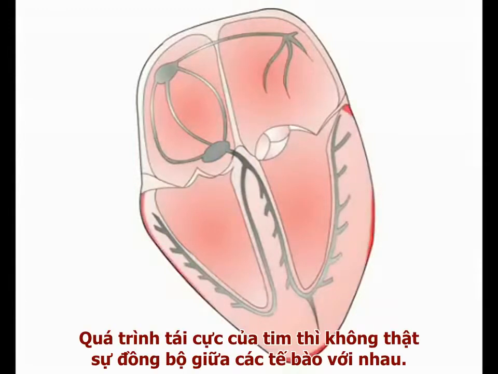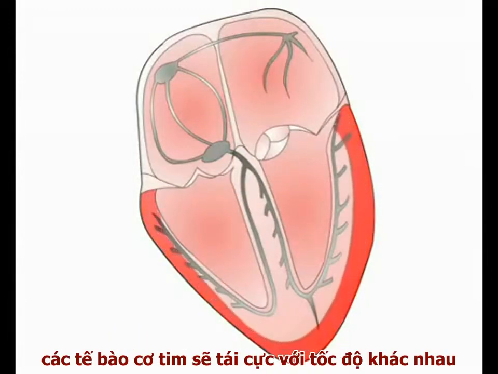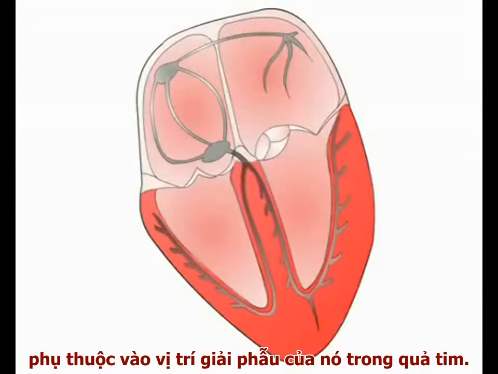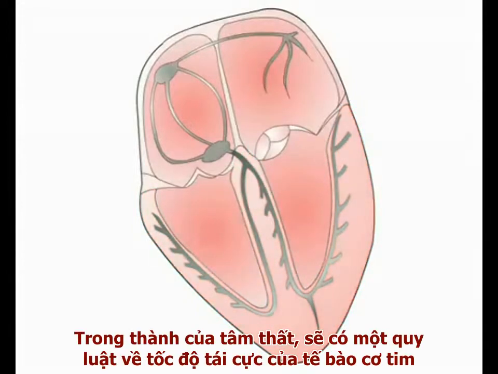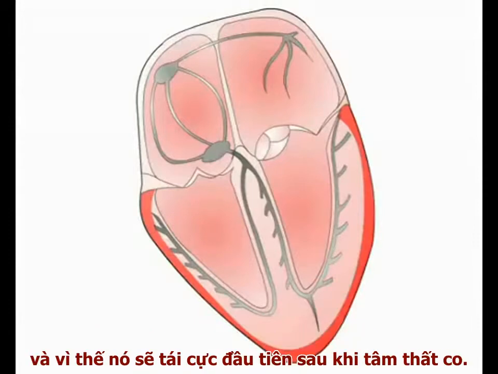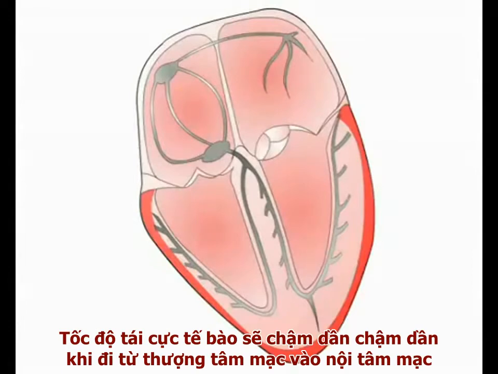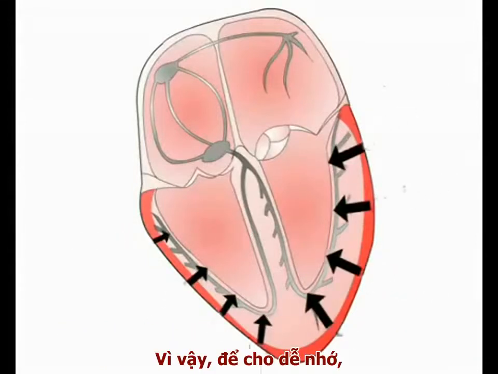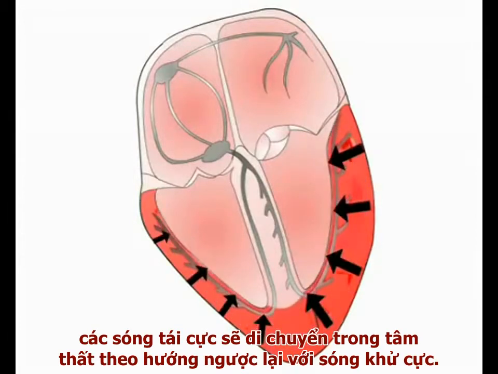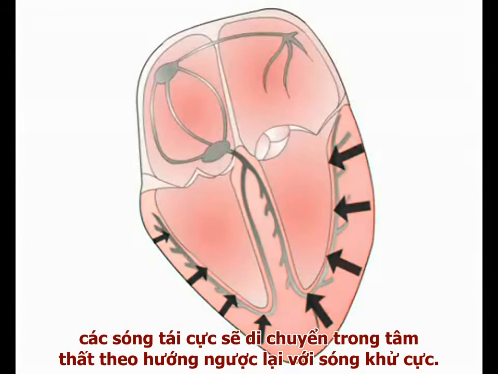Cardiac repolarization is not truly propagated between cells. However, cardiac myocytes repolarize at different rates depending on their anatomical location within the heart. Within the ventricular wall, there is a gradient in the rate of cellular repolarization. Cells in the epicardial region have the fastest rate of repolarization and repolarize first following ventricular contraction. The rate of cellular repolarization is then progressively slower as we move from the epicardium towards the endocardium. Therefore, perhaps counterintuitively, repolarization spreads through the ventricles in the opposite direction to the depolarization wave.